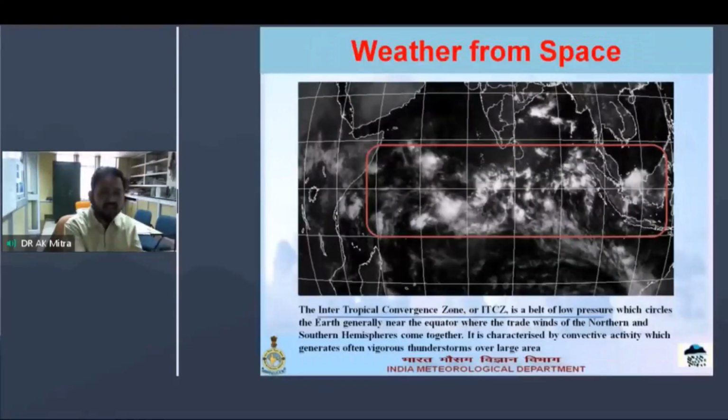Now, some things from the trainee's point of view, how weather can be seen from space. One of the most important things is the ITCZ, the intertropical convergence zone. They are basically the trade winds, and these trade winds of the southern hemisphere and northern hemisphere both play a major role because they often generate vigorous thunderstorms over larger areas. So this is a kind of signature you can get.